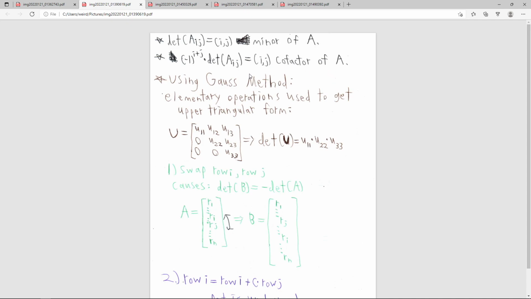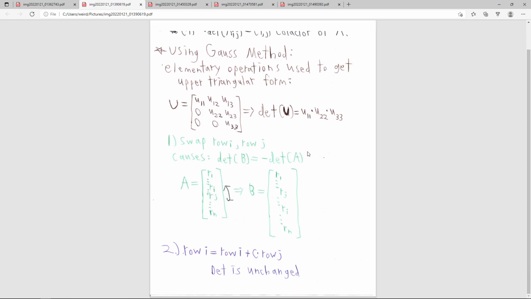So using Gauss' method, elementary operations are used to get to triangular form. This is another method of solving a determinant. You basically do elementary operations and you get the triangular form here. And determinant U equals U11 times U22 and so on. It's basically the diagonal. You multiply all the diagonal components and you get the determinant.